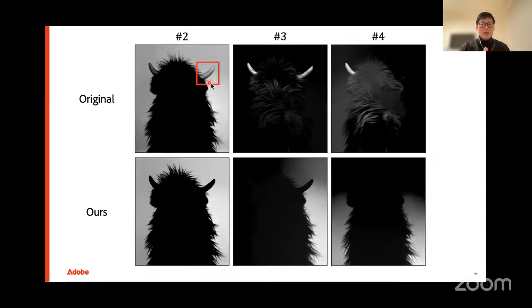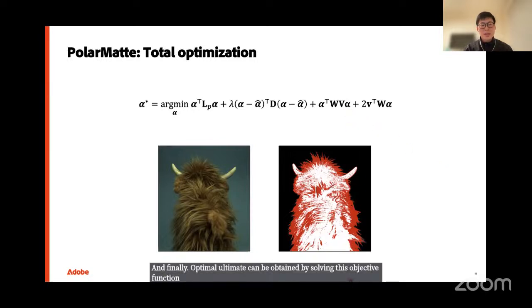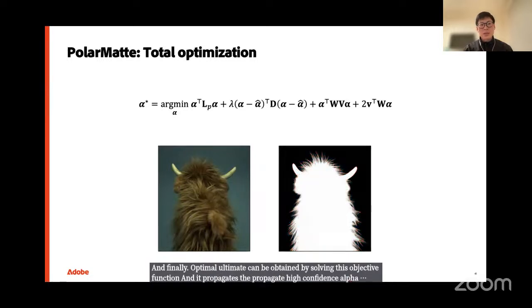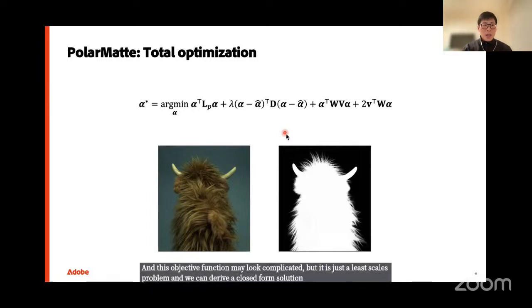This is because the original matting Laplacian is computed based on the image. So the original matting Laplacian is affected by the texture of the given image like this. But our parametric matting Laplacian is less affected by the texture of the image. So this leads to more promising final alpha matte results. And finally, the optimal alpha matte can be obtained by solving this objective function, and it propagates the high confidence alpha matte into ill-posed pixels like this. This objective function may look complicated, but it is just a least squares problem, and we can derive a closed form solution for this objective.